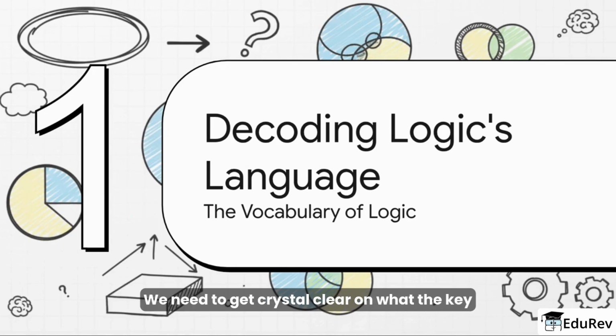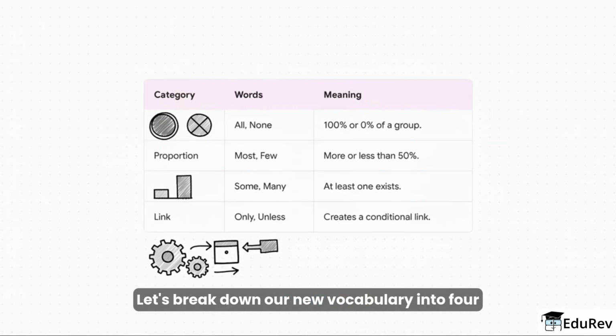Okay, every language has to start with vocabulary, right? And logic is no different. We need to get crystal clear on what the key words mean, because they tell us exactly how different things are related. Getting this right is the foundation for, well, everything else we're about to do. Let's break down our new vocabulary into 4 simple groups. First, you've got your absolute words. Think all or none. These are extreme. We're talking 100% or 0%, no wiggle room.